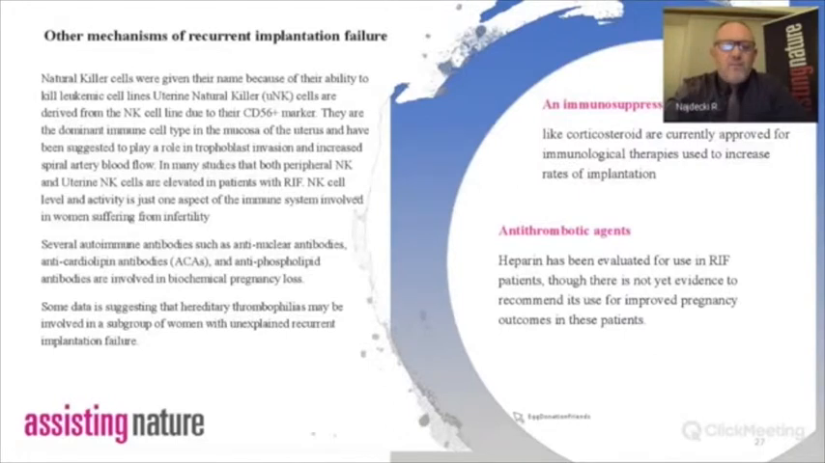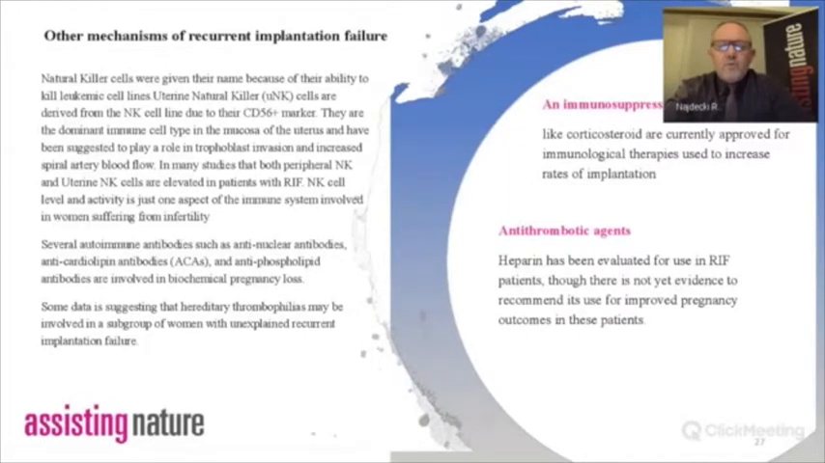Many studies show that both peripheral NK cells and uterine NK cells are elevated in patients with recurrent implantation failure. NK cell level and activity is just one aspect of the immune system involved in women suffering from infertility. Several autoimmune antibodies, such as anti-nuclear antibodies, anti-cardiolipin antibodies, and antiphospholipid antibodies, are involved in biochemical pregnancy loss. Some data suggest that hereditary thrombophilias may be involved in a subgroup of women with unexplained recurrent implantation failure.